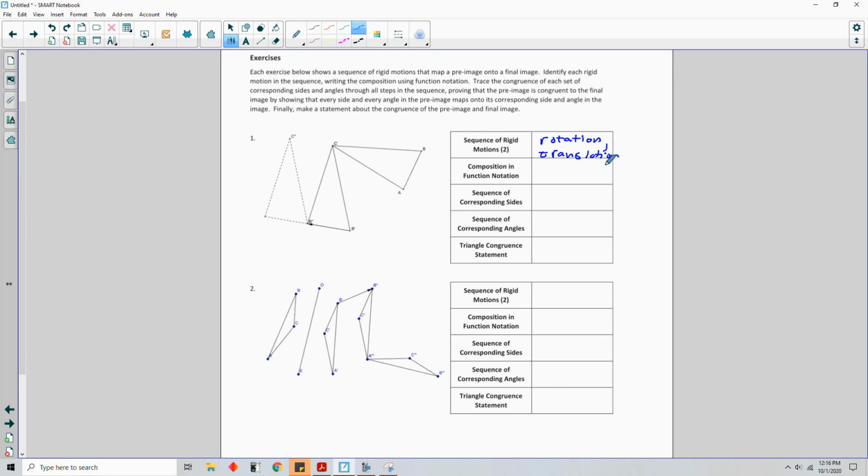So what did we move originally? We moved triangle ABC. So I'm going to put that in parentheses. So triangle ABC is the last thing that we're talking about. What did we do to it? We rotated it, and it looks like 90 degrees. So let's just say it's 90 degrees. So we rotated it about the point C, or C prime. So we rotated it C, comma, 90 degrees.